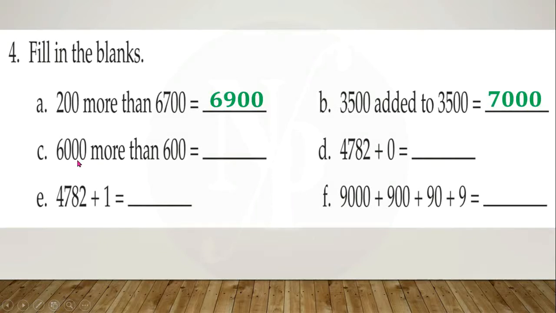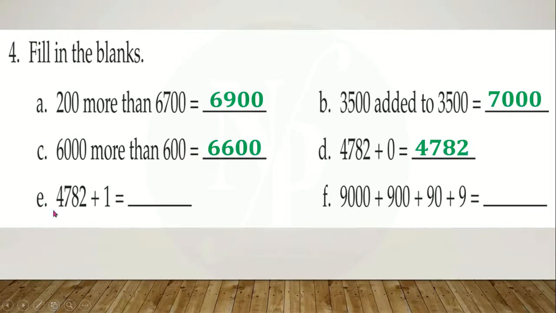C. 6000 more than 600 is 6600. These are straightforward simple additions. You can write down vertically and add these numbers if required. D. 4782 plus 0. You get the same number on adding 0 to any number. So no need to think much or no need to solve at all. Not required. If you add 0 to any number, you get the same number. So answer will be 4782.